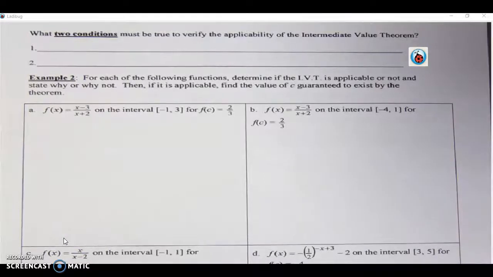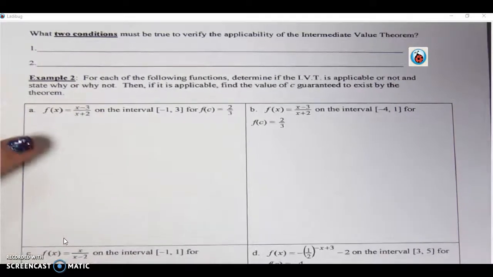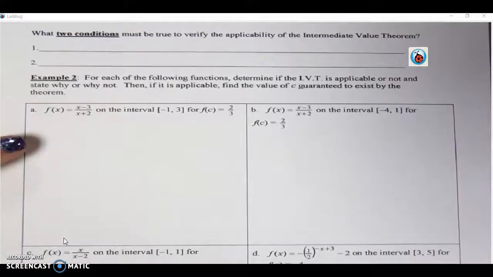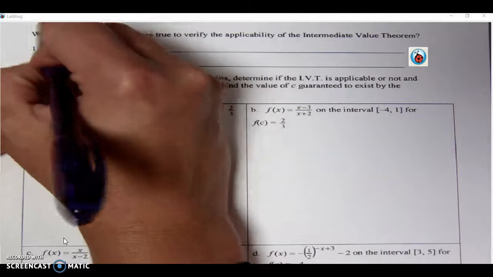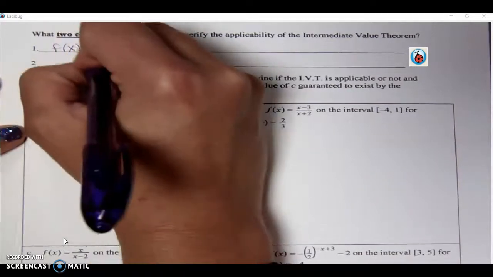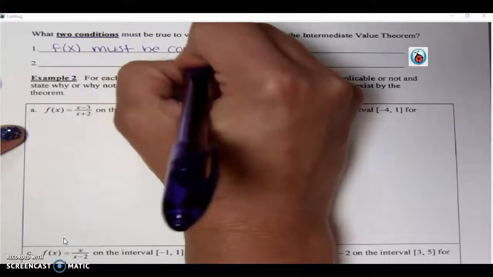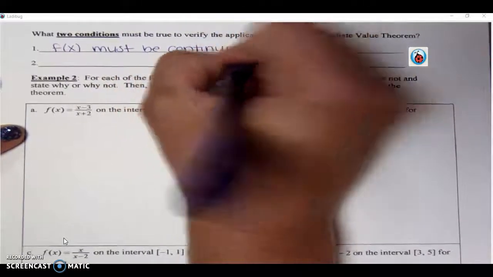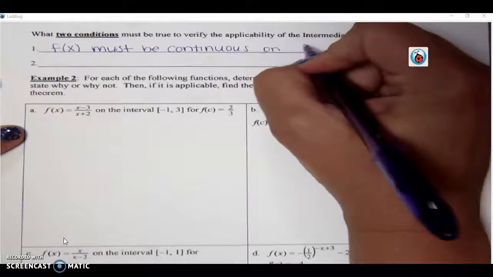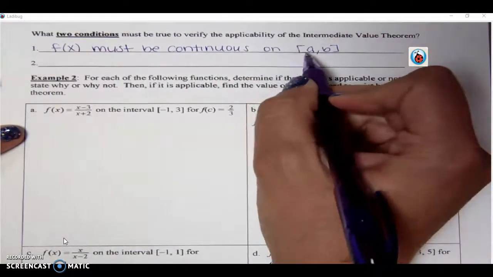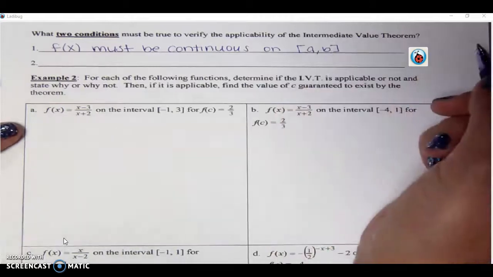Okay, so the way that we're going to show if IVT works or doesn't work is we're going to verify using the two conditions. So from the front, hopefully you realize that f of x has to be continuous for IVT to work. So the first thing that we're going to check is that f of x must be continuous, and it has to be continuous on our interval from a to b. That means it has to be continuous on the endpoints as well, for a and b.